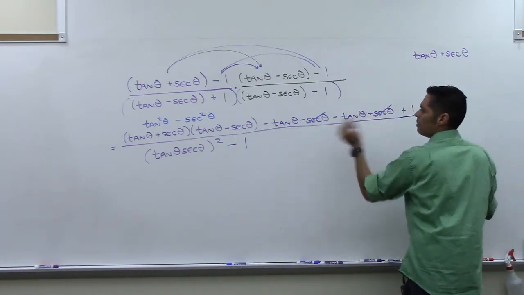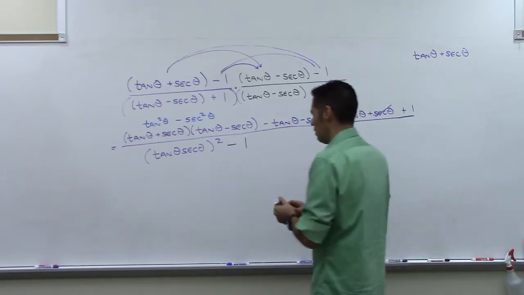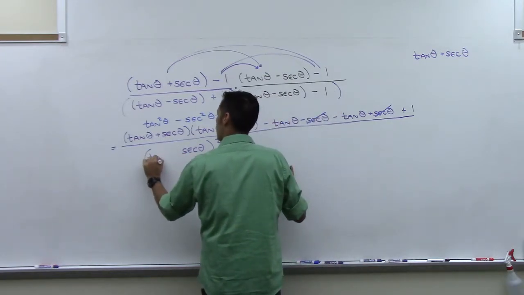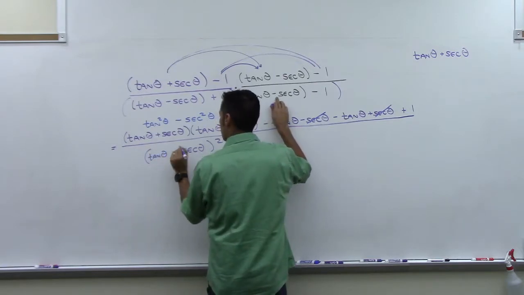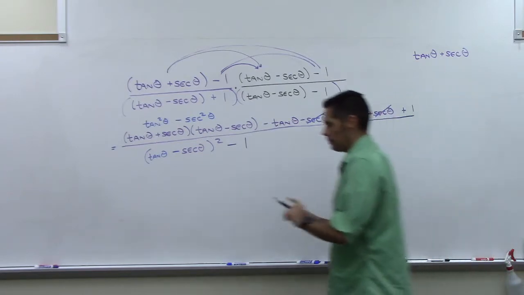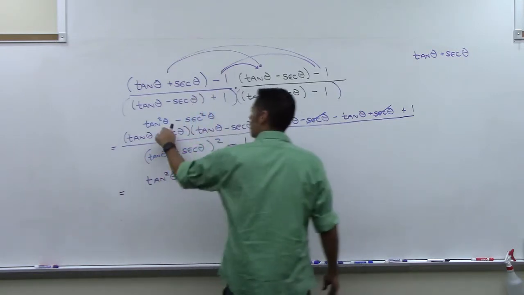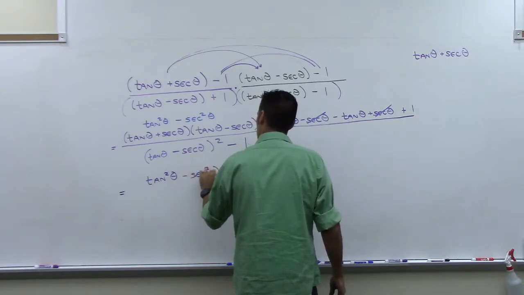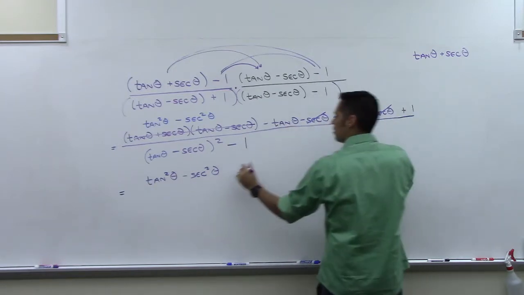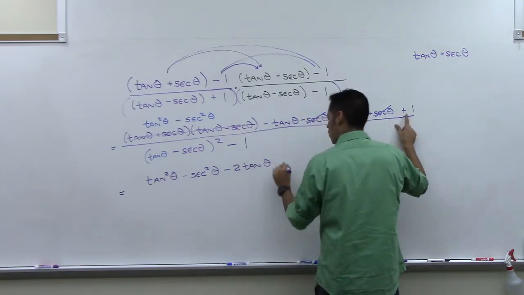Oh, I forgot these. No, those tangents are not gone. Okay, so that's where we are. Okay, good. I forgot to put this. This right here was tangent theta minus secant theta. Okay, so now I have tangent squared theta, that's this, minus secant squared theta. Okay, that's that, so that takes care of that. Then I have two tangents here, so minus 2 tangent theta, and then I have +1.